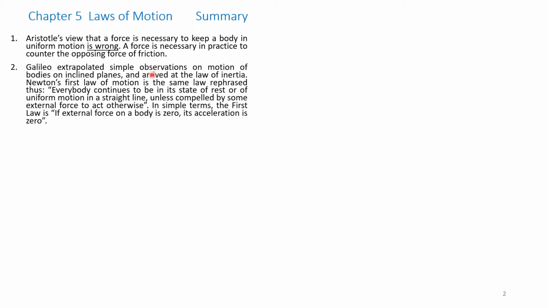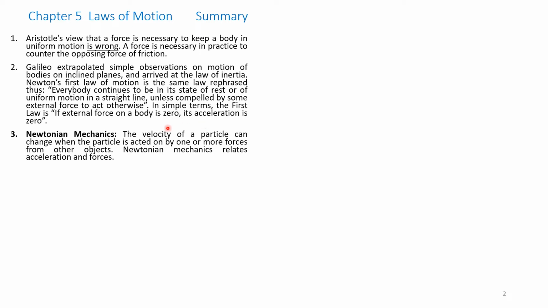Galileo extrapolated simple observations on motion of bodies on inclined planes and arrived at the law of inertia. Newton's first law of motion is the same law rephrased thus: every body continues to be in its state of rest or of uniform motion in a straight line unless compelled by some external force to act otherwise. In simple terms, the first law is: if the external force on the body is zero, its acceleration is zero.